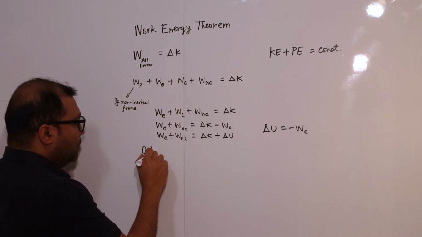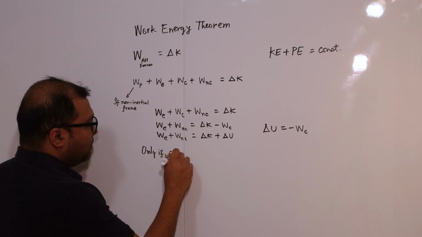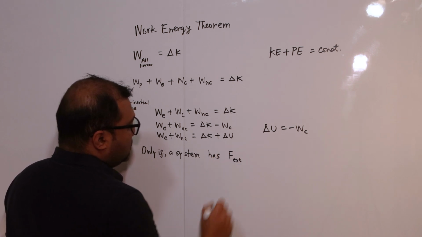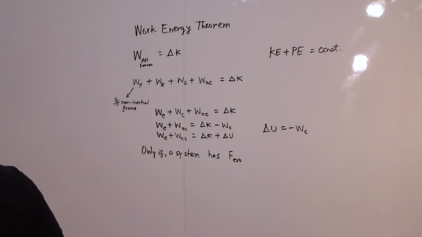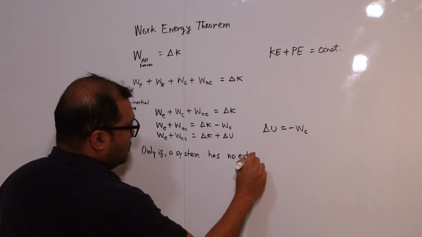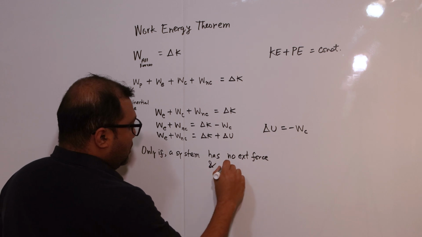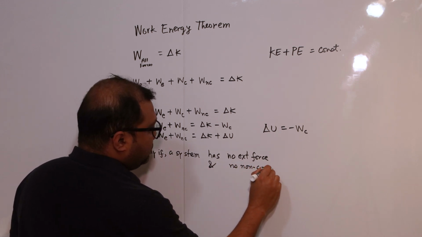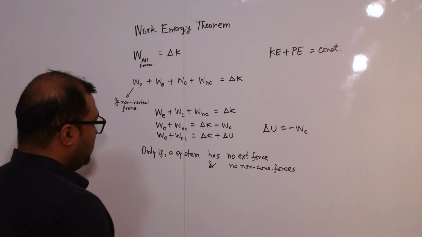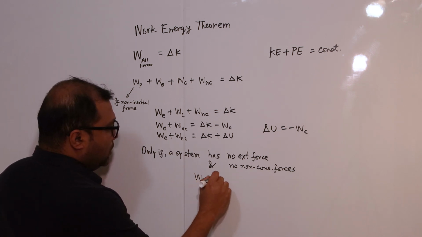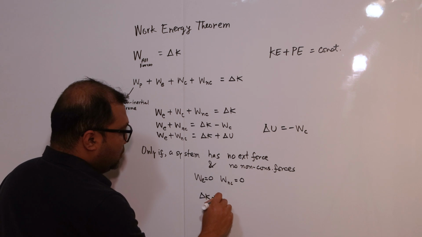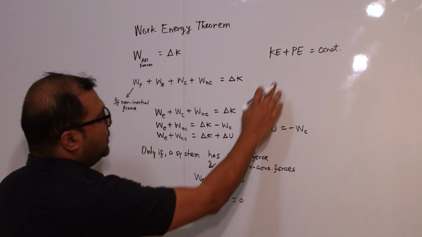Only if a system has no external forces and no non-conservative forces, when a system has no external force and no non-conservative force, then WE is equal to 0 and WNC is equal to 0. So which leaves us with delta K plus delta U equals 0, which is nothing but kinetic energy and potential.